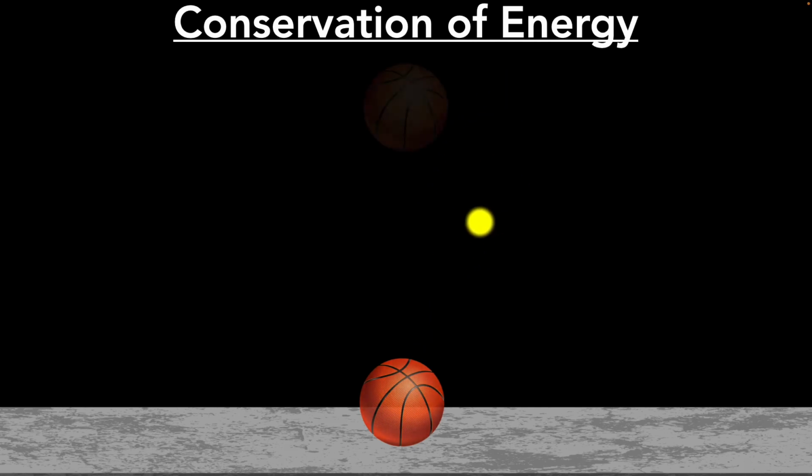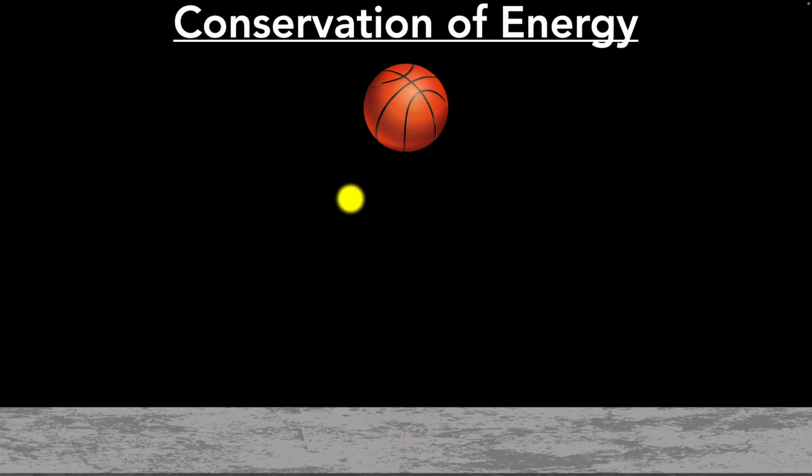So, what is conservation of energy? Well, the principle says that if you take any system, for example, the system made of this basketball and the earth, and no energy is entering or exiting that system, then the total energy within it stays the same. That's it. That's the idea.